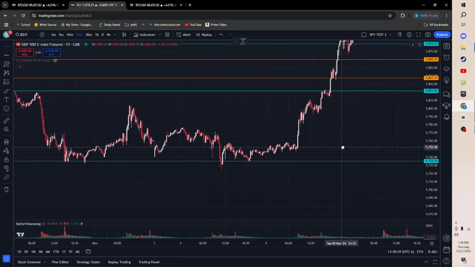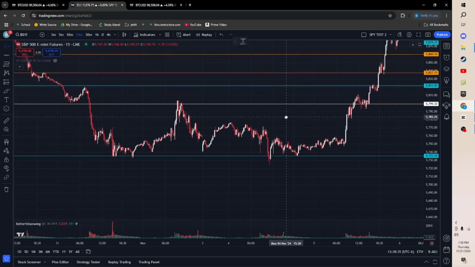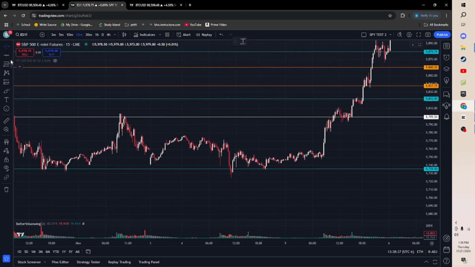Okay, we're going to move down a little bit. Okay, I see a level right around in this area here. What made me put that there is we have a rejection here, and then we have a hold here. Okay. A breakthrough and a hold.